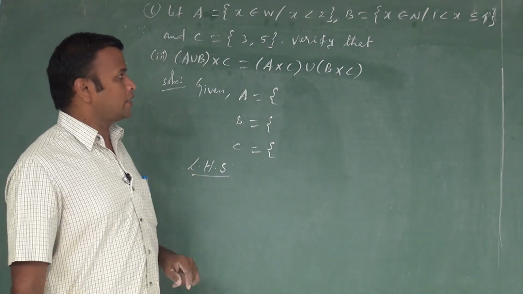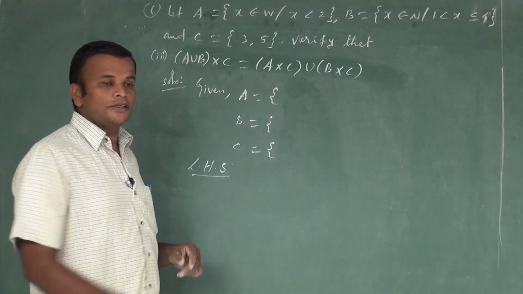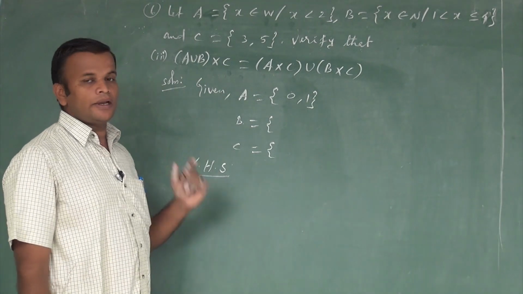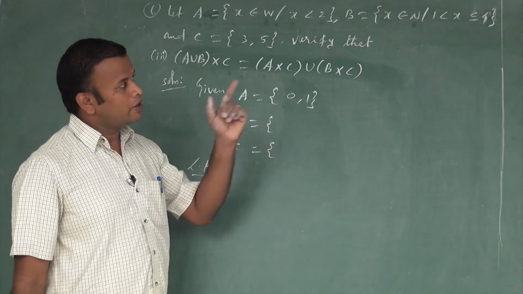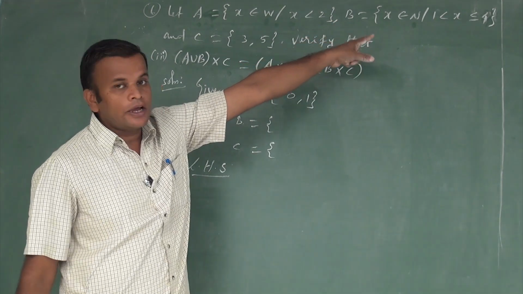What is the value of A? You know very well. The value of A is 0 comma 1. What is the value of B? B contains natural numbers.